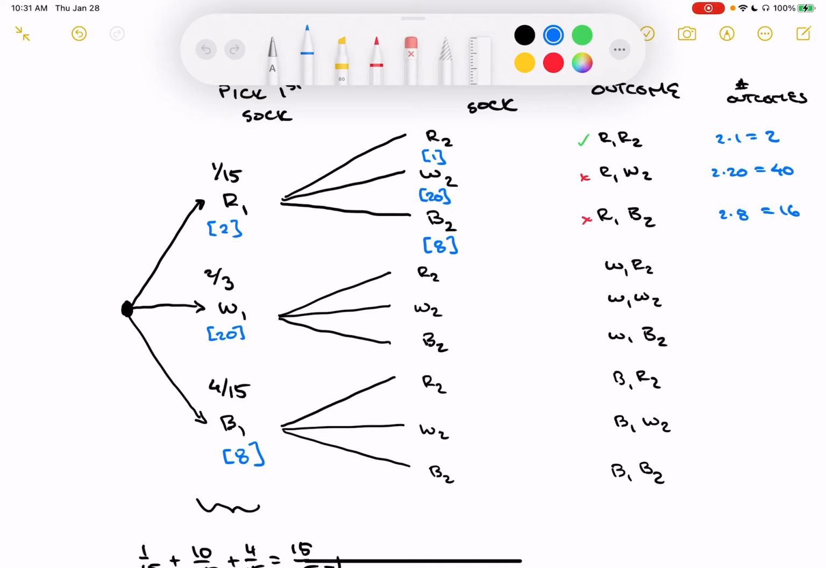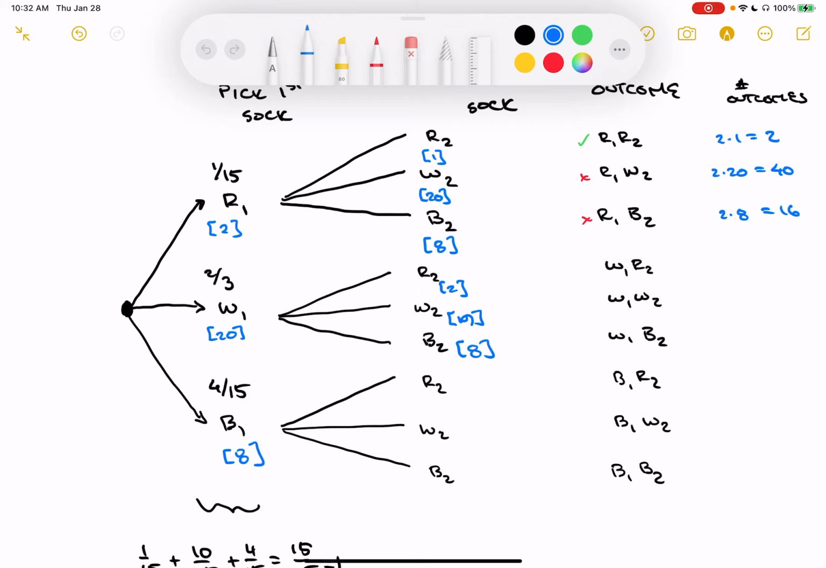If the first sock drawn was white, right, we had one of those 20 picked out. The total number of socks to begin with was 30. You draw one, that's 29 left. How many red socks are left? If we didn't pick any of them, well, we still have 2 in there. That white, we had already picked one white in this case, so that means there would have been 19 left in that case, and the blue would have had something like 8.